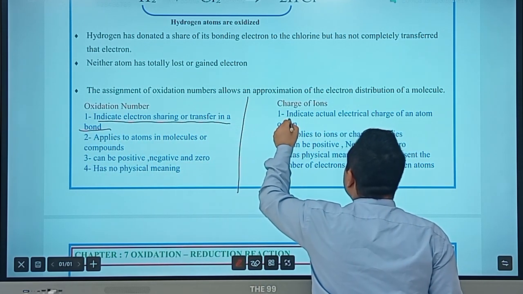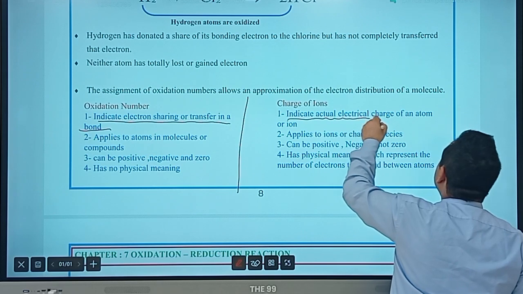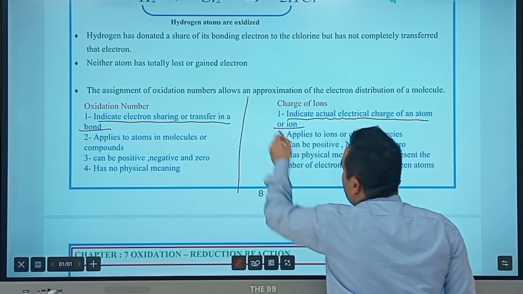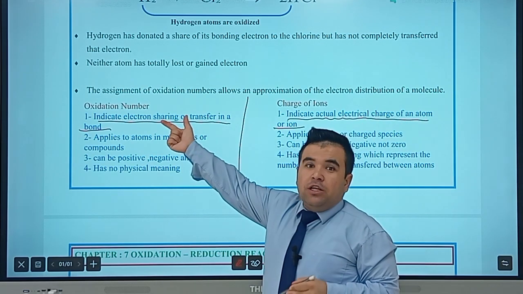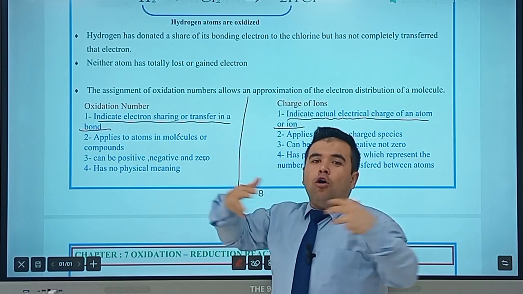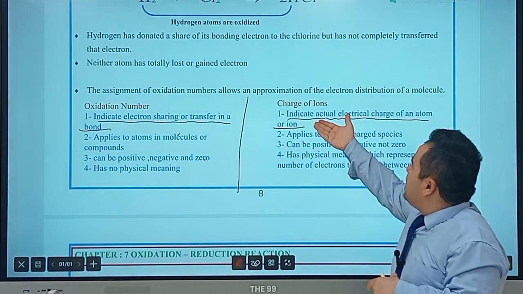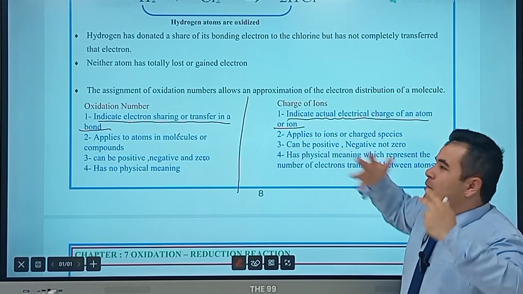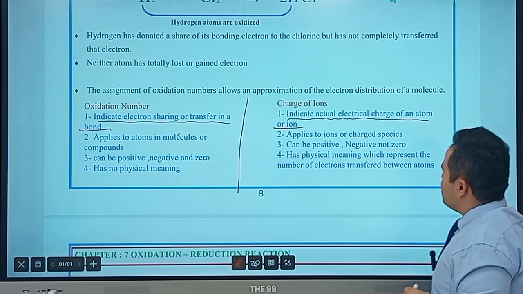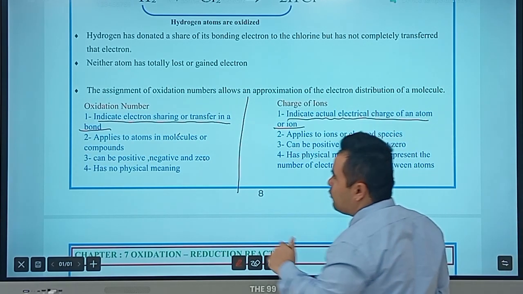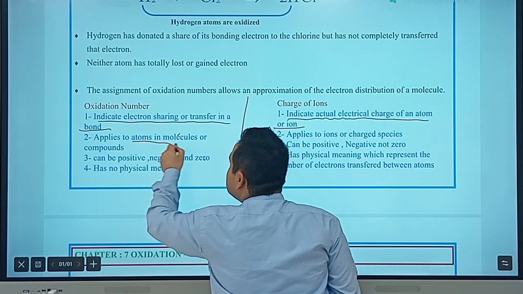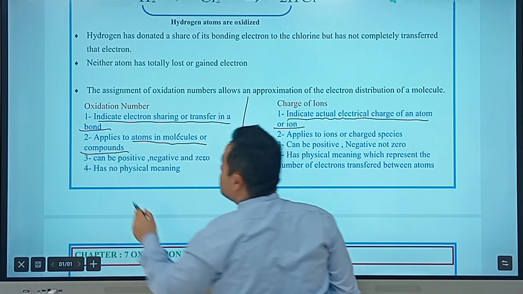But the charge indicates the actual electrical charge of an atom or ion. Here, it indicates the sharing or transferring of electrons. Electrons can be shared or transferred. But here it indicates the charge between the ions, the atoms which they form, ions. Applies to atoms in molecules or compounds.